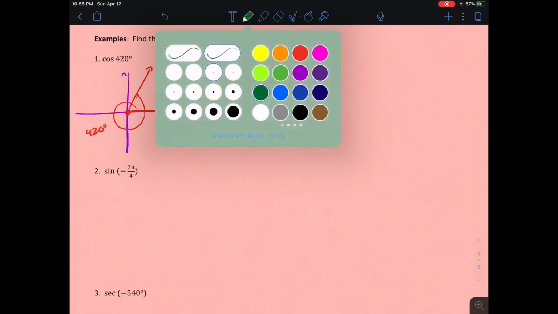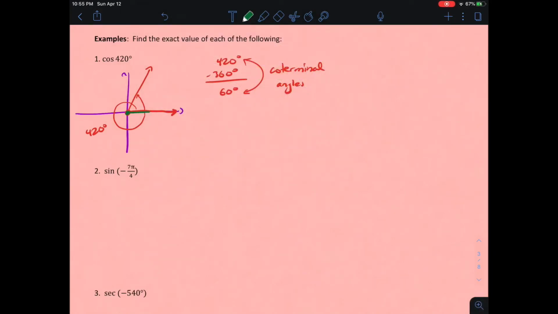If I were to draw 60 degrees here in standard position, you see how they would both share the same terminal side? So we know then that if I want to find cosine of 420 degrees, that's just going to equal cosine of 60 degrees. Now we're just finding cosine of an acute angle, which is what we talked about earlier in this chapter.